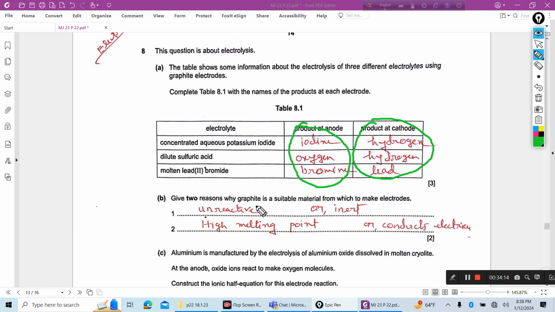Give 2 reasons why graphite is a suitable material from which to make electrodes. Unreactive or inert, you can write. Graphite is unreactive and inert, and it has high melting point, so it cannot melt easily. These 2 reasons.